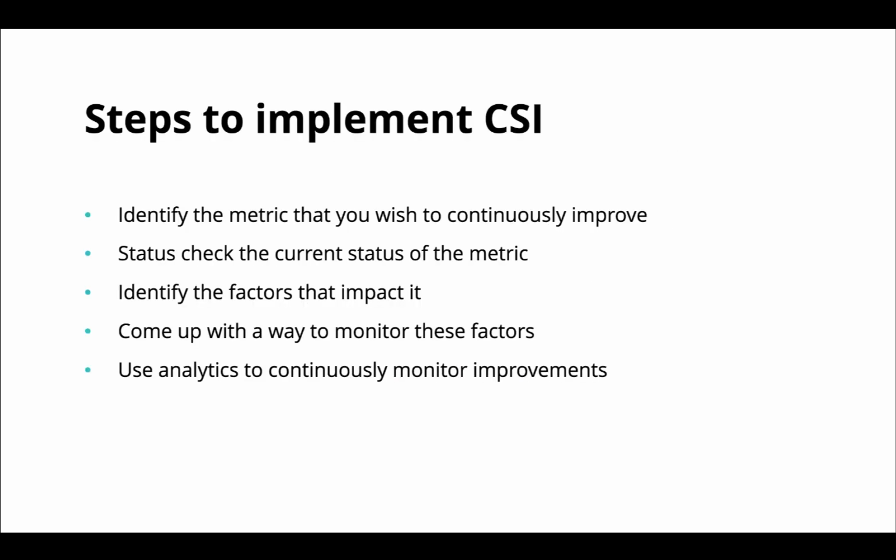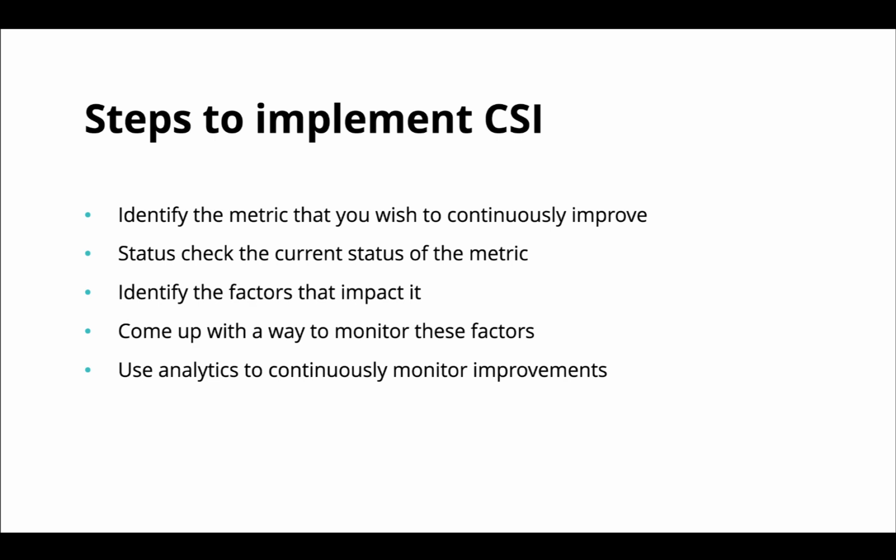All right, so let's get to the steps it takes to implement continuous service improvement. The first step is to identify the metric that you wish to continuously improve on. In our case, like I mentioned earlier, it's going to be request resolution time. So we're going to look at the different steps it takes to implement continuous service improvement. Now, the second step is to check the current status of the metric that you picked. This will involve understanding how my resolution times are in the current setup.